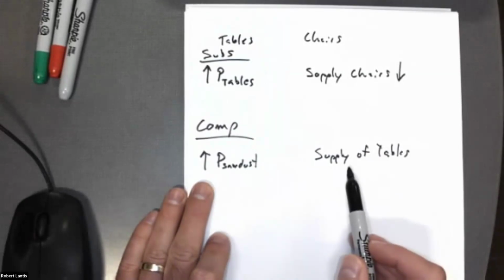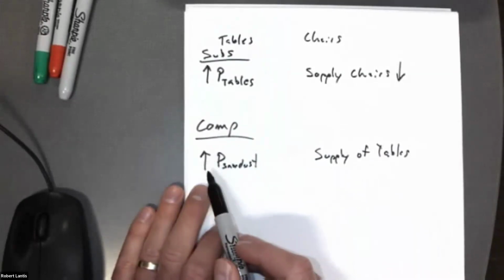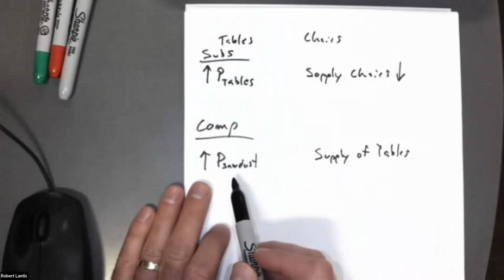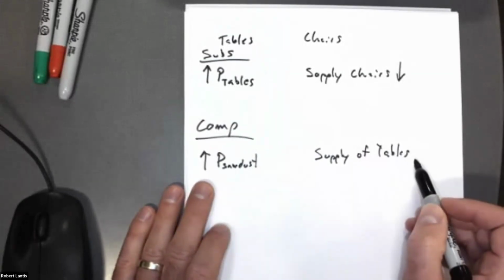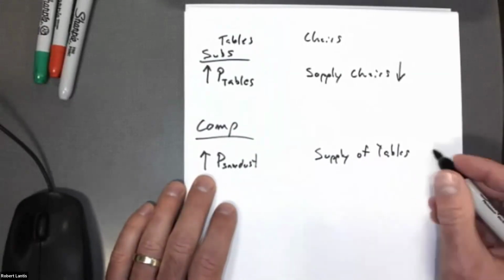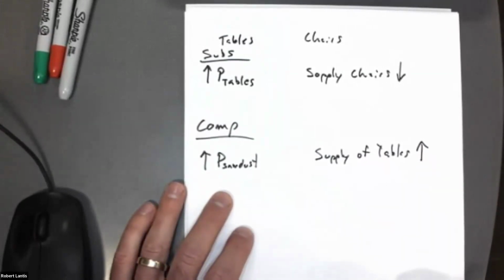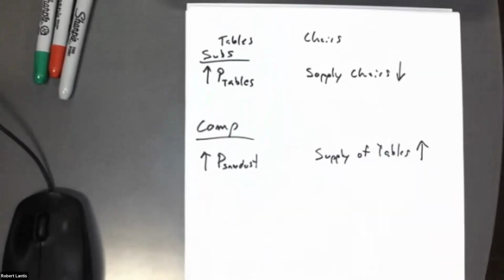Well, if by making tables, I inherently am getting sawdust at the same time, and I can now sell that byproduct for a higher amount of money, am I going to want to be more likely to produce these tables if I'm getting this good that I can now sell for a higher price? I'm going to be more likely to produce that complement in production. So with complements in production, we have the price and the supply of the good working in the same direction. Okay.